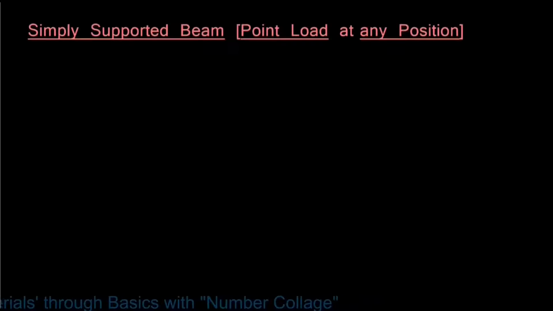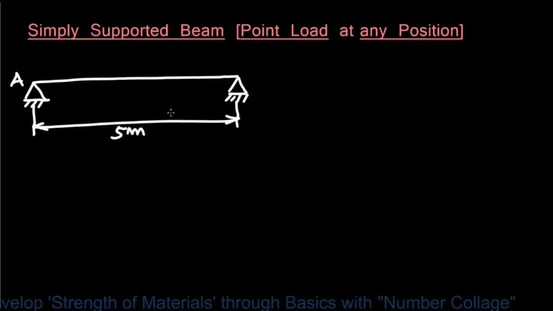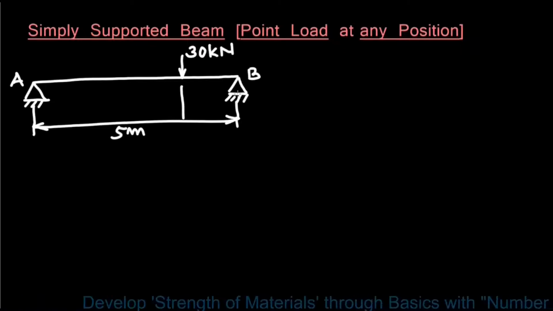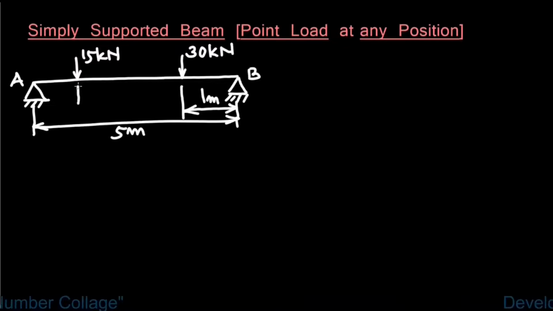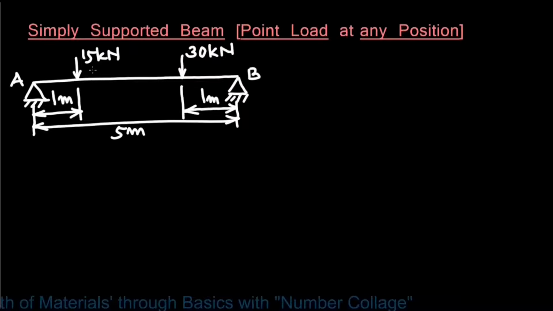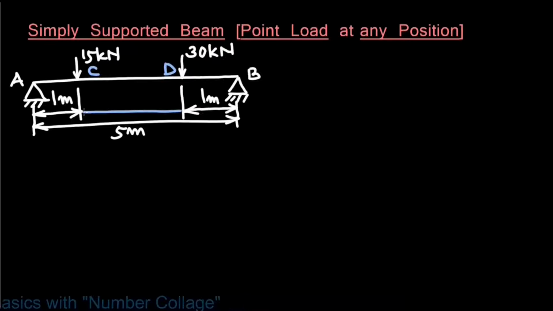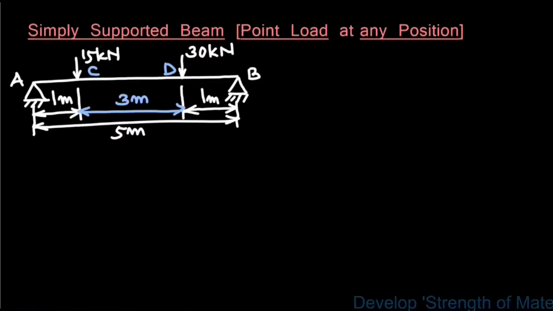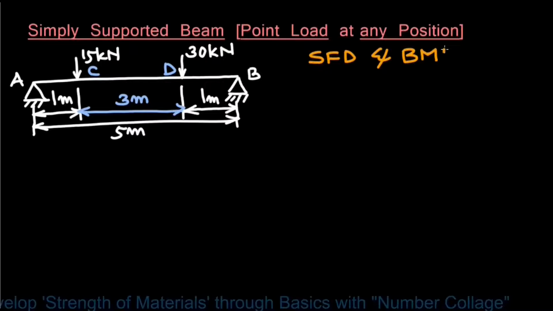A simply supported beam with point load at any position on it. Consider a simply supported beam AB of span 5 meter loaded as shown: 30 kilonewton at a distance 1 meter from point B and 15 kilonewton at a distance of 1 meter from point A. Let these points be, this is C, this is D. Naturally distance CD will be 3 meter. We have to draw the shear force diagram and bending moment diagram.